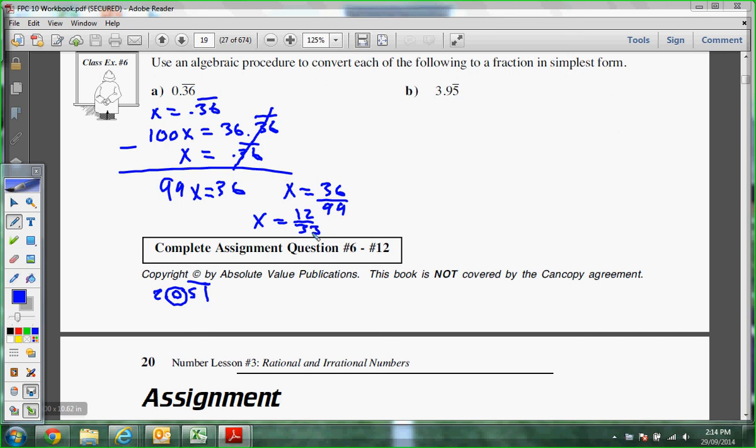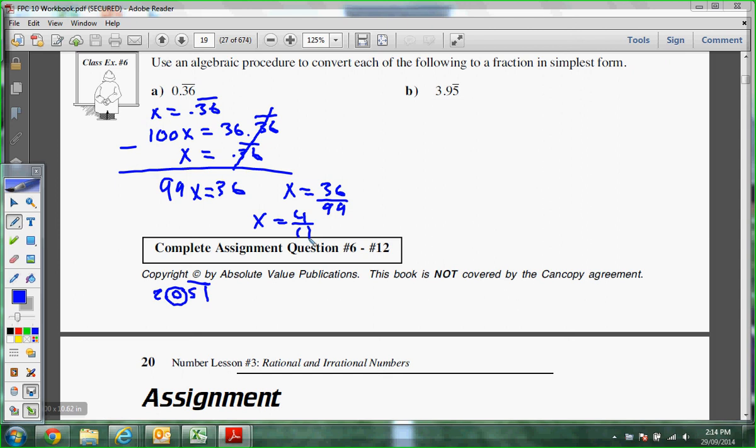Oh, I misdivided that, sorry. 4 over 11. I could still go 12 over 33 more. Okay, so 4 over 11 gives you 0.36 repeating.